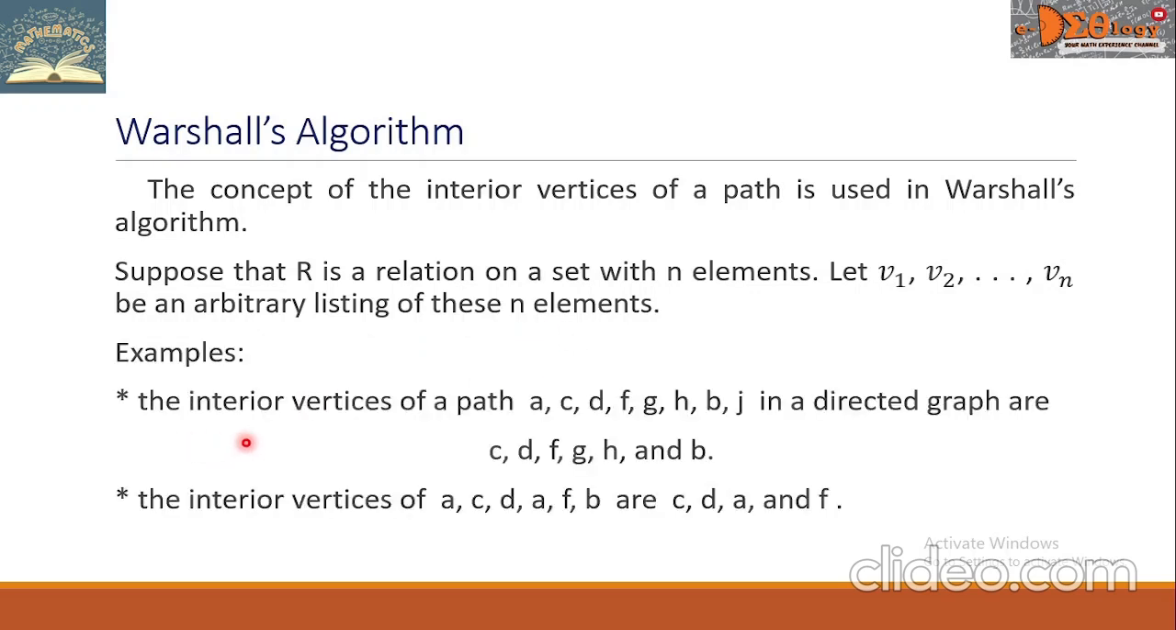Examples: the interior vertices of a path A, C, D, F, G, H, B, and J in a directed graph are C, D, F, G, H, and B. The interior vertices of A, C, D, A, F, B are C, D, A, and F.